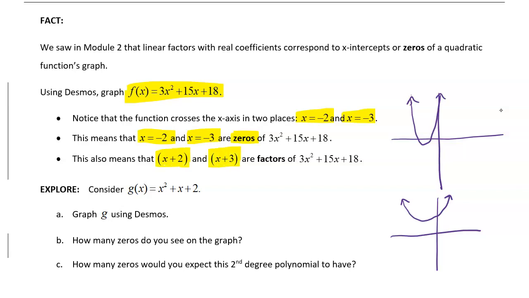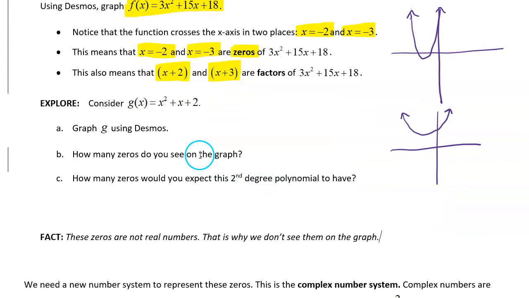And you've also seen back in Module 2 that these are factors. Okay, so if x equals -2 is a 0, then you're going to have a factor of x plus 2. And if x equals -3 is a 0 of the function, you're going to have a factor of x plus 3. Okay, so that's all review stuff that we've already covered.